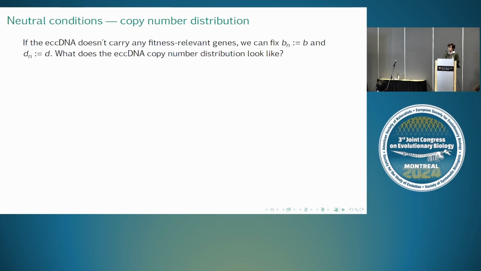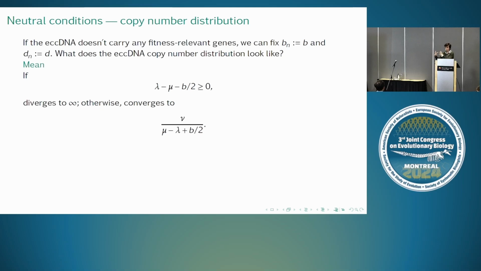And so the first thing we can look at here is just the moments of this distribution. So the mean number of ECCDNAs in a typical yeast cell from our population will have its behavior depend on this lovely little lambda minus mu minus b over 2 condition here. So lambda minus mu is the net growth rate of the ECCDNA copy population inside a single cell, and then we're subtracting half of the birth rate of cells themselves. And if this quantity is non-negative, then we are in a probably non-biological scenario where you accumulate ECCDNAs forever. The mean is going up exponentially.